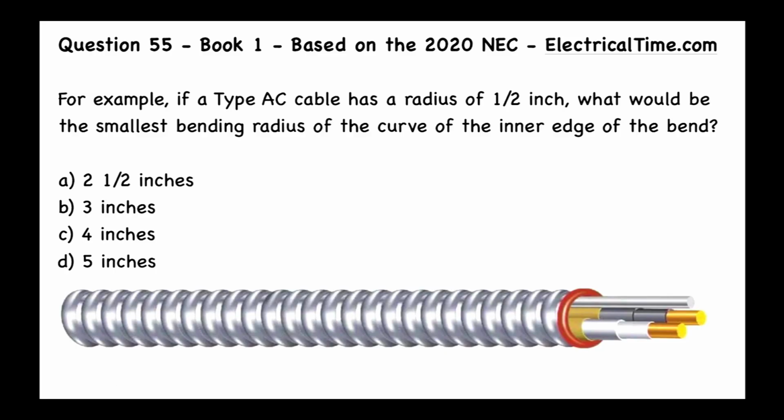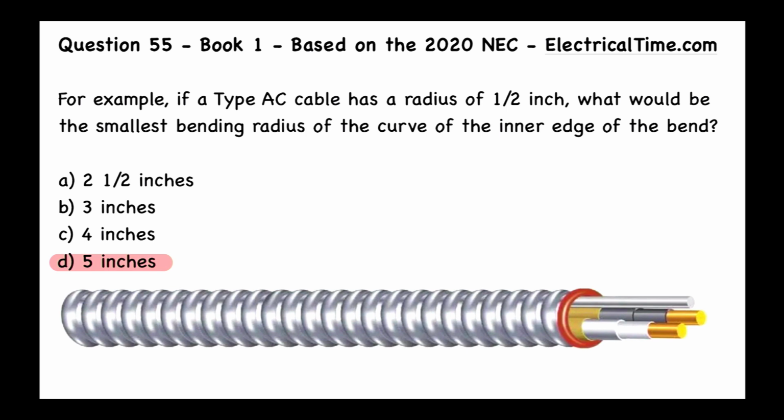And the answer to this question is going to be D, and that is 5 inches. Before we look at the article this belongs to, and we all know that's going to be Article 320 for type AC cable, let's take a look at this AC cable that we've got over here. In identifying a radius, let's first take a look at the diameter of a circle.